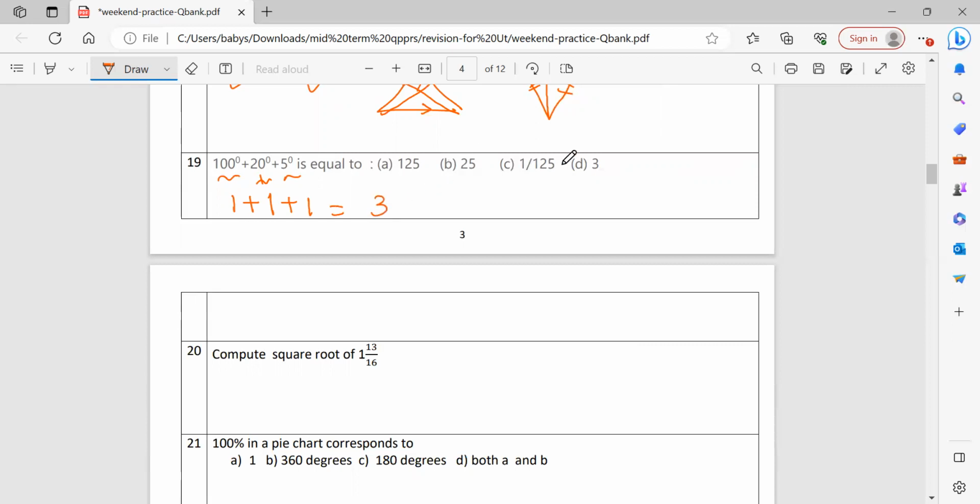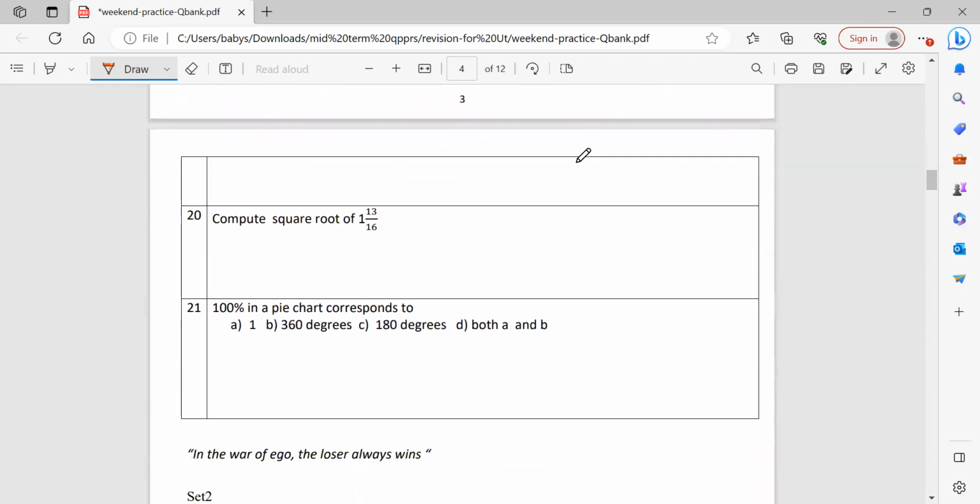Now there are such misleading options here. See, 125 is there, 25 is there. And then there is also 1 by 125. The correct option is option D.